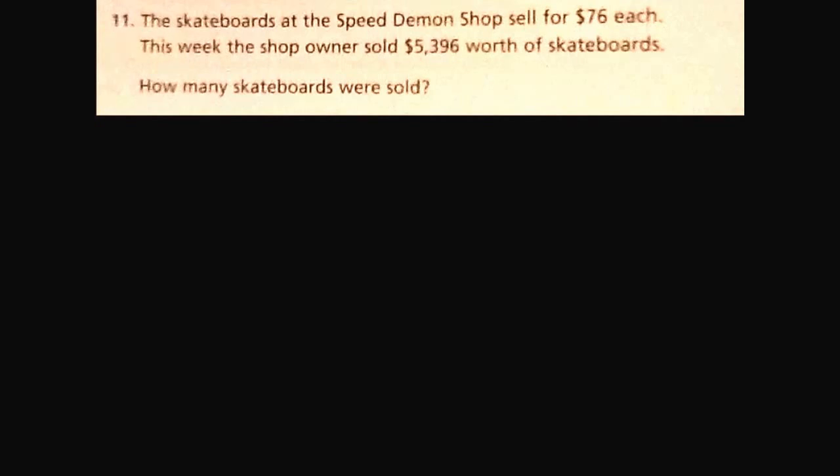All right, so if I take the total amount, 5,396, and I divide that by the $76, I'll find how many skateboards were sold, because this is how much money he's earned in the week. This is how much he sold each skateboard for. So if I figure that out with division, I can find out how many skateboards were sold in all. So I take 5,396 divided by 76. Okay.